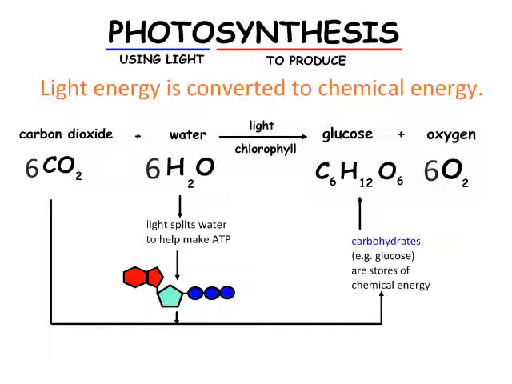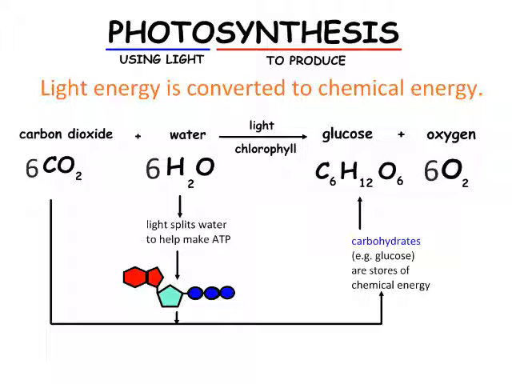Here's our equation for photosynthesis. That one, I said, we need to learn off by heart. As you can see, we take 6 carbon dioxide molecules and 6 water molecules as our inputs. And in the presence of light, sunlight, and chlorophyll, which is a pigment found in the chloroplast, we're able to produce 1 molecule of glucose and 6 molecules of oxygen.